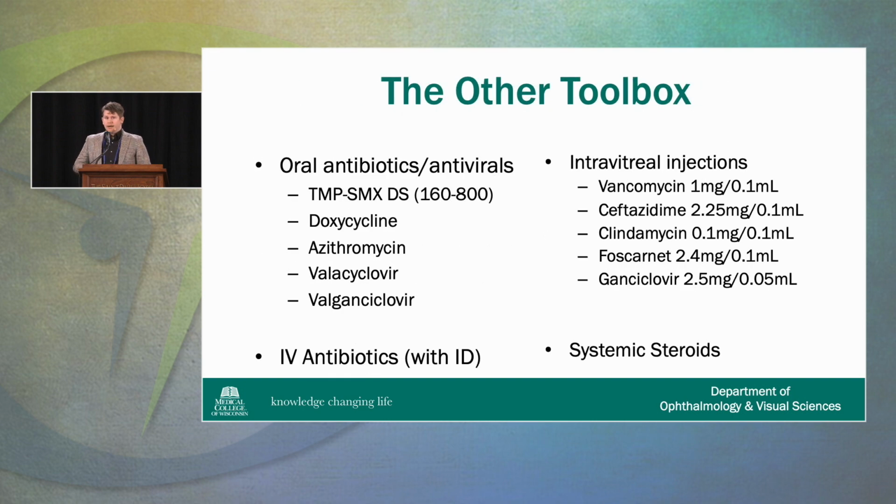We have another toolbox in uveitis. This is for our various infections, headed up by a bunch of different antibiotics, things like trimethoprim-sulfamethoxazole double strength, doxycycline, azithromycin, valacyclovir, valganciclovir. Frequently we'll use IV antibiotics with ID if we're talking about something in the endophthalmitis range. We have various intravitreal injections at different concentrations that we can use along with our retina colleagues, and then also systemic steroids that we use in these cases.